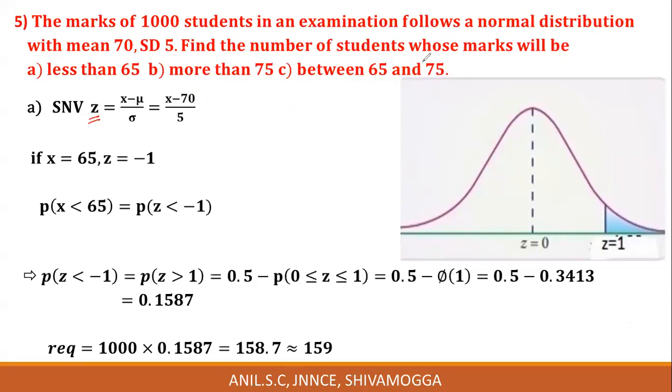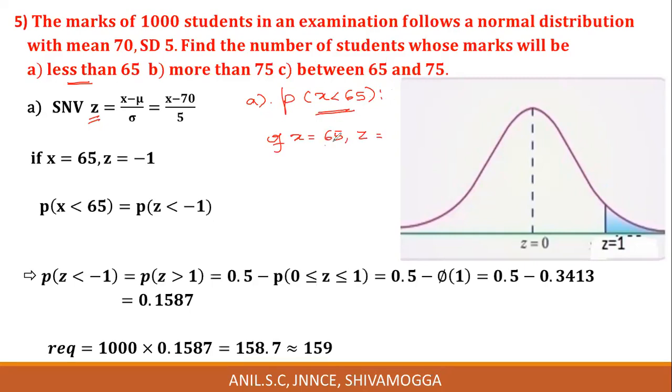Find the number of students whose marks will be less than 65. First case: less than 65. That means P where x is less than 65 is to be determined. What will be the value of Z when x is equal to 65?